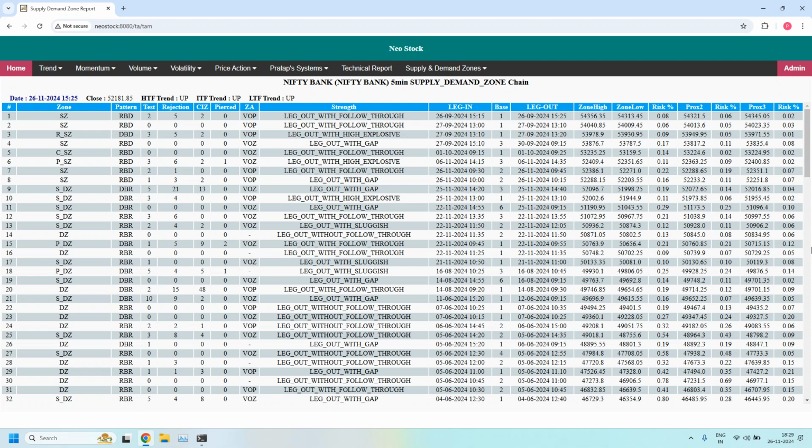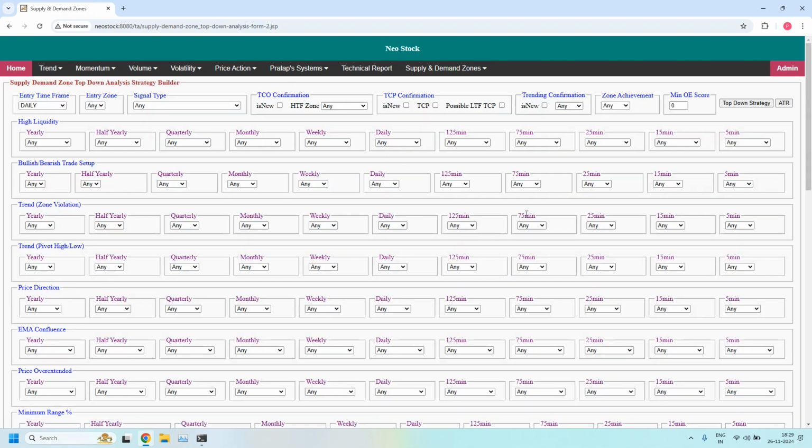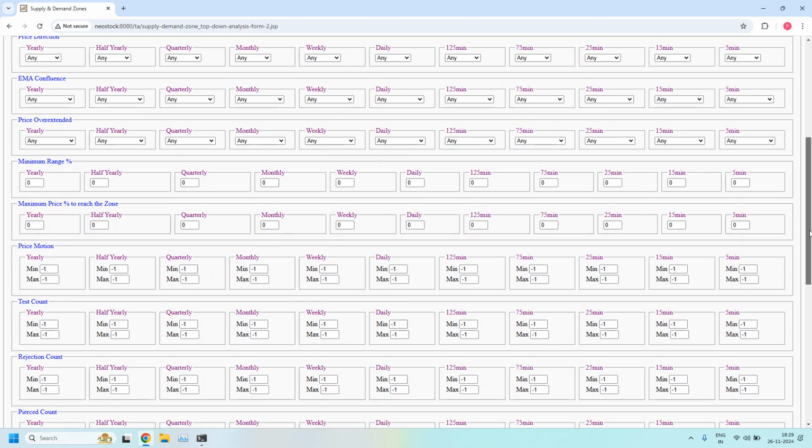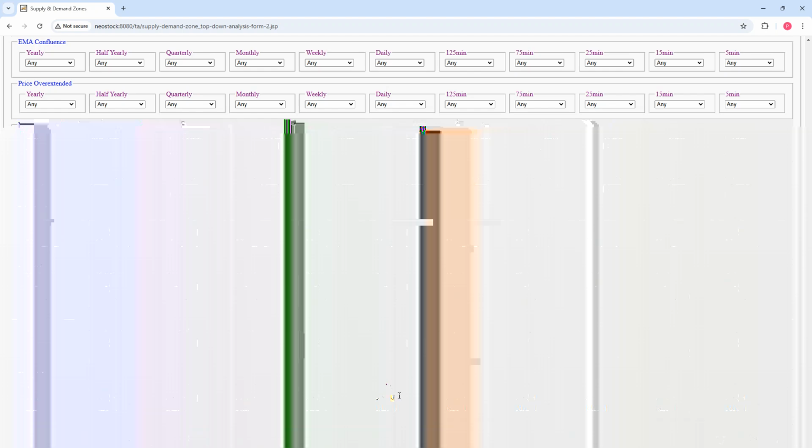The next set of reports are bullish and bearish trade setups for monthly, weekly and daily income trades. Let's start with monthly income trade bullish trade setup. Entry time frame is daily, entry zone demand zone. In bullish or bearish trade setup at daily time frame, daily entry time frame, I am selecting bullish. These daily demand zones should not be pierced. So in the pierced count, daily time frame, minimum value 0, maximum value 0. That means the daily zone is not pierced.